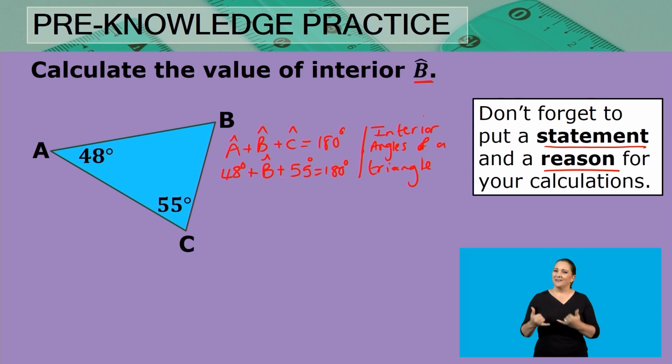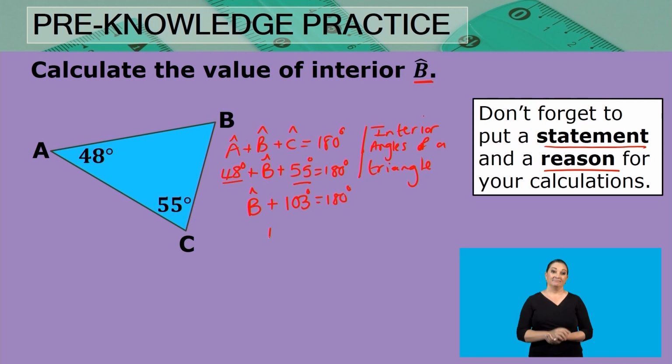Now, let us go and add our like terms. That is our 48 degrees plus our 55 degrees. That will leave us with, firstly, we have that B, and we are going to have that equal to 103 degrees.